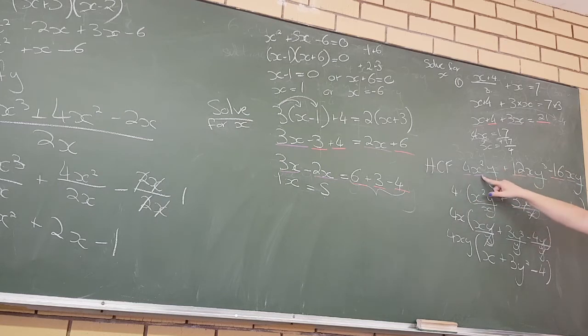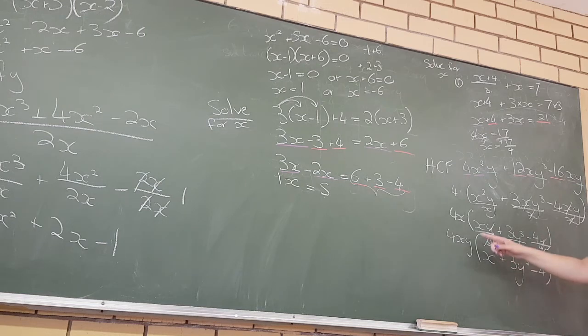Then I look at my purples. The highest purple I can take out is x. Although there is an x squared, I can't take x squared out of everything. The biggest one I can take out is x, because I have to look at x to the smallest exponent, and that's the one I can take out. So I take out x, my x's cancel here, and x squared divided by x gives me x.